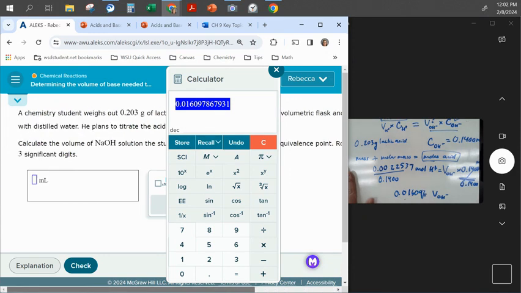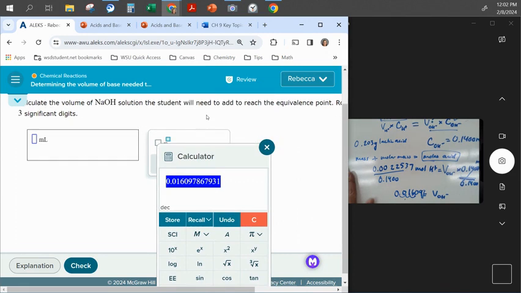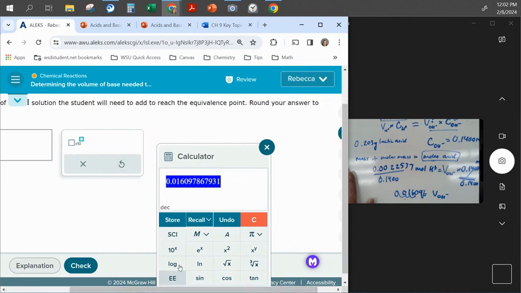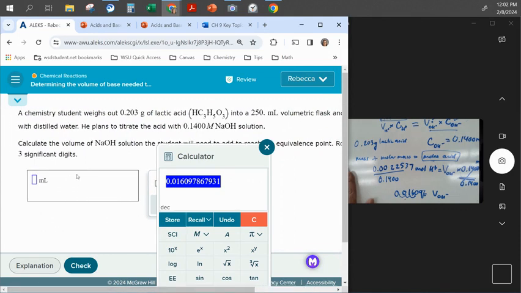Okay, so then let's go to our box. This is asking for milliliters. So the last step is we're going to multiply by 1,000. And then we have to look for sig figs. How many sig figs did they give us? This number had 3. We didn't even use this number, so we're going to ignore that. So we have 3 sig figs, and we had 4 sig figs in the base concentration. So we're going to go with the least sig figs, 3. So this is going to be 16.1 milliliters of base.